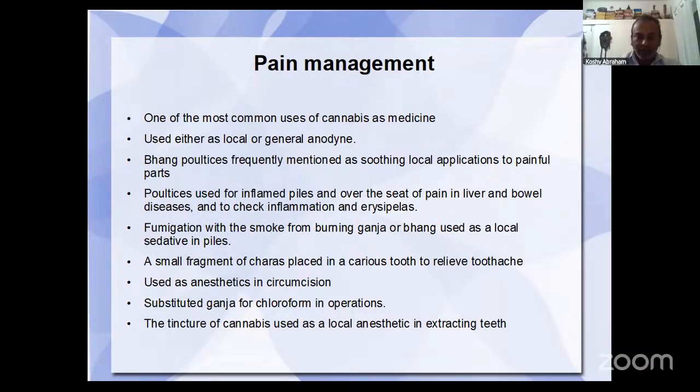It was found that cannabis was administered as an anesthetic to young children when they underwent circumcision. Many witnesses say that it was used as an anesthetic in operations. Chloroform, I think, is essentially a Western medicine. I think before it came, ganja was being used as an anesthetic. We see that a tincture was used to help in removing teeth. These were essentially the pain areas in which cannabis was used.